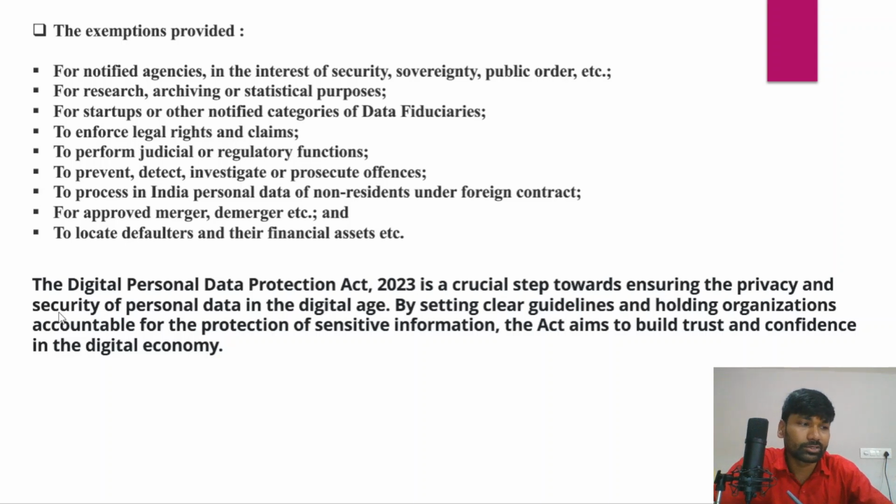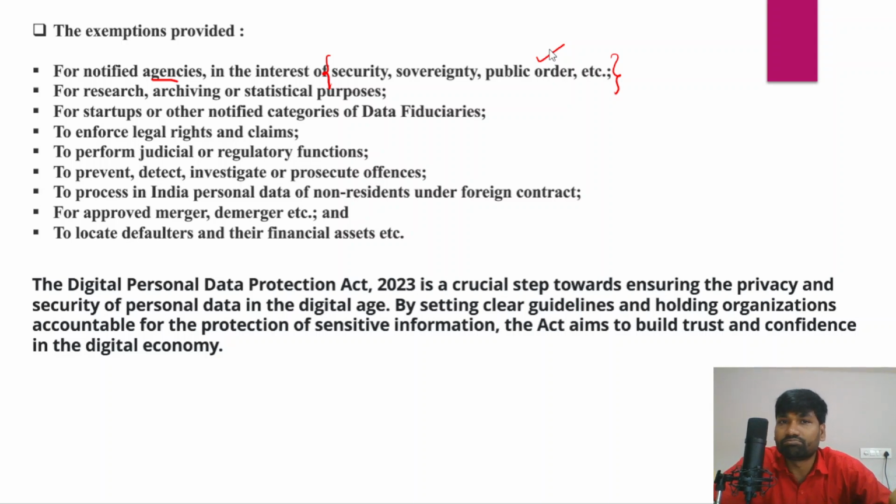And there are certain exemptions which are provided as part of this Personal Data Protection Act. Now what are those exemptions? If you look at the exemptions for notified agencies in the interest of security, for example, the personal data of an individual is required for security, sovereignty, and public order. So it is very important to ensure security, sovereignty, territorial integrity, and to maintain public order in the country. So the personal information can be obtained by the notified agencies on the basis of these particular grounds.